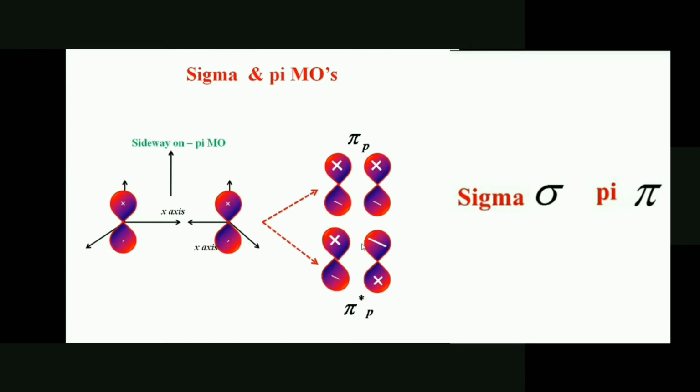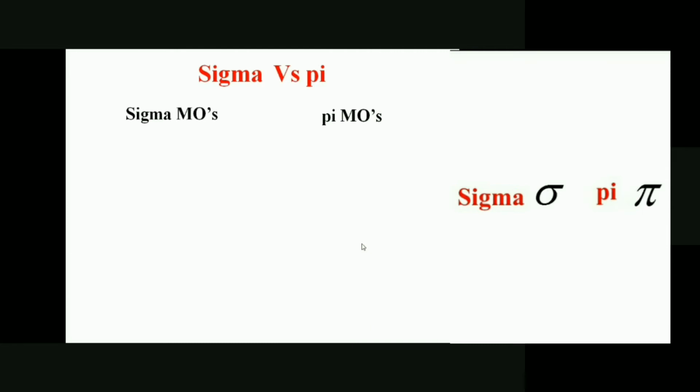This is how two molecular orbitals form by pi molecular orbital formation. The lower energy molecular orbital is the bonding molecular orbital. The higher energy molecular orbital is the anti-bonding molecular orbital. This is how we explain pi. The upper one will be the pi p bonding molecular orbital. The bottom one is the pi anti-bonding molecular orbital. Now the difference between sigma and pi molecular orbitals.